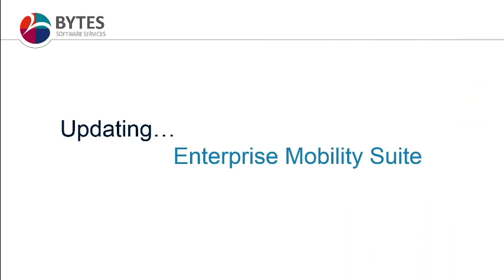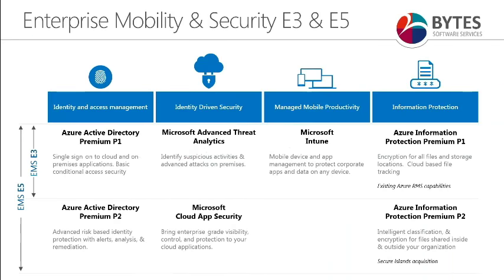So EMS has also gone through a renaming. So Enterprise and Mobility Suite has now become Enterprise Mobility and Security Suite, and Microsoft have released 2 flavors of EMS. So we've got EMS E3, which included Azure Active Directory Premium Plan 1. So that is single sign-on, multi-factor authentication and password reset.